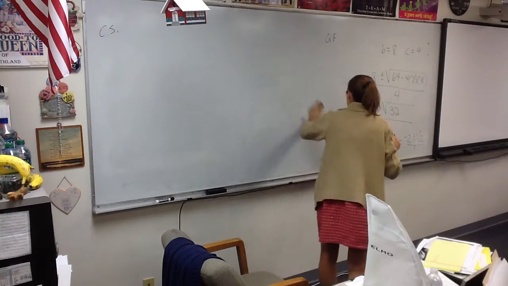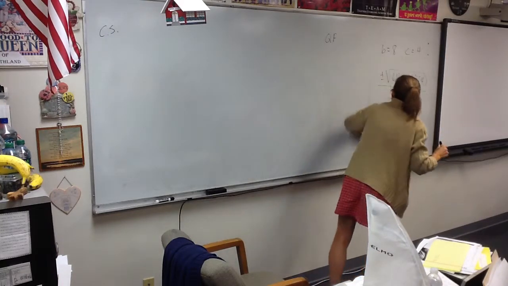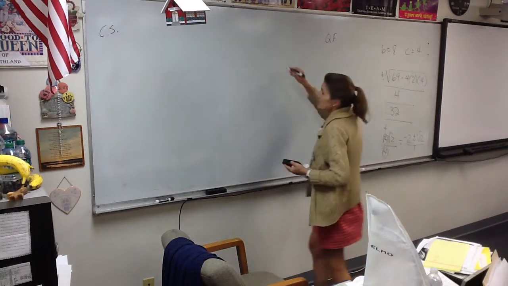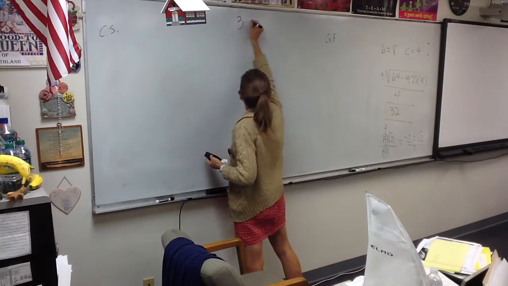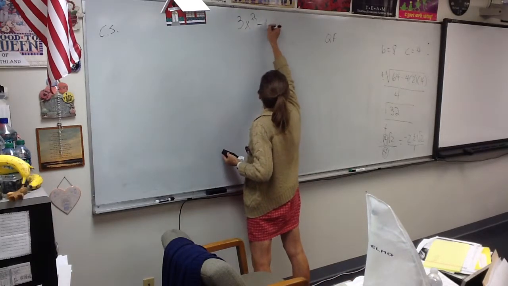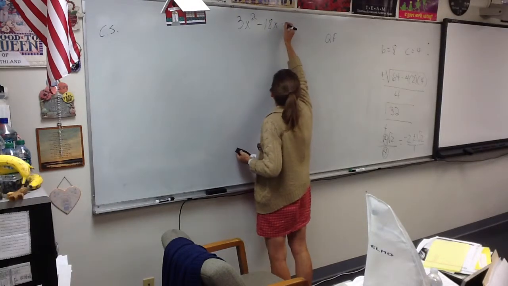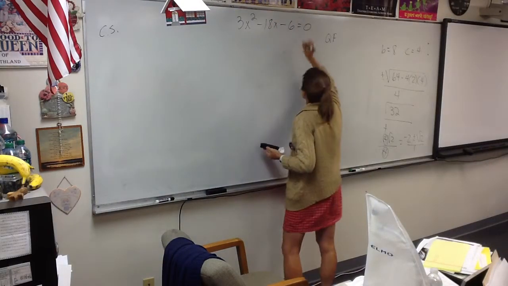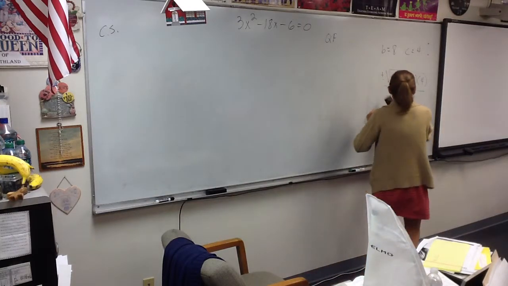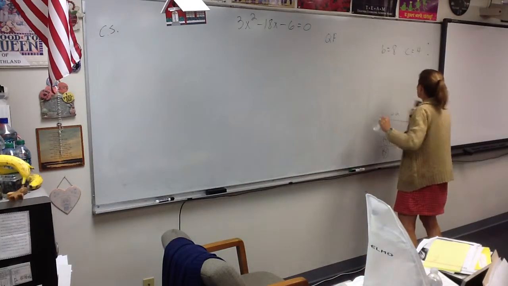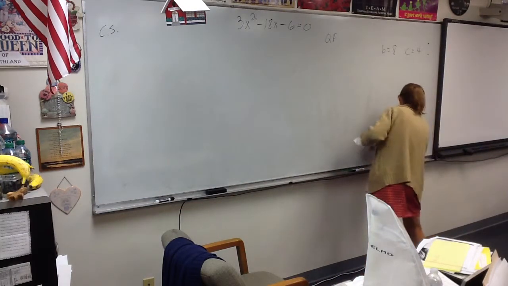Okay? And so I need volunteers, and our problem will be, let's do 3x squared minus 18x minus 6 equals 0. Let's do that one. One more time. And you may certainly use a calculator to help you with your arithmetic.